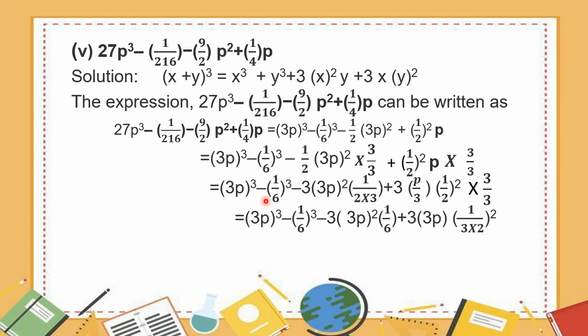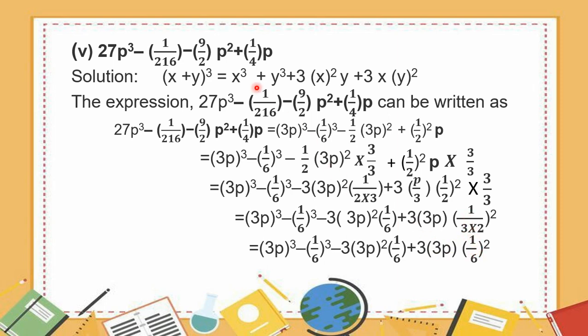So here in the next step we get finally 3p whole cube minus 1 upon 6 whole cube minus 3 into 3p square, and this 2 into 3 becomes 1 upon 6, plus 3. Now this 3 and p will give product 3p and 1 by 2 square. This 3 and this 3 product will give 3 square. So 3 into 2 whole square we can write here now. So we get 3p whole cube minus 1 by 6 whole cube minus 3 into 3p square into 1 by 6 plus 3 into 3p, and it is 1 upon 6 whole square.